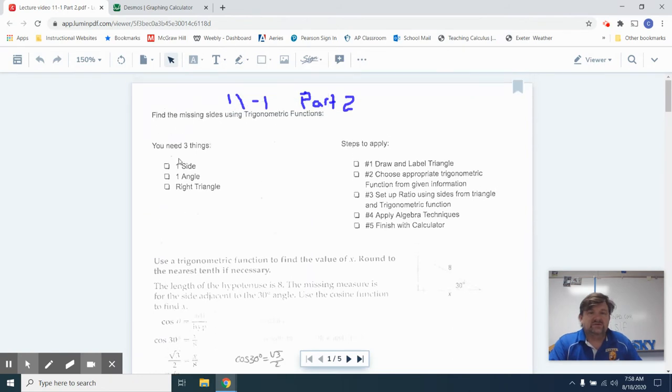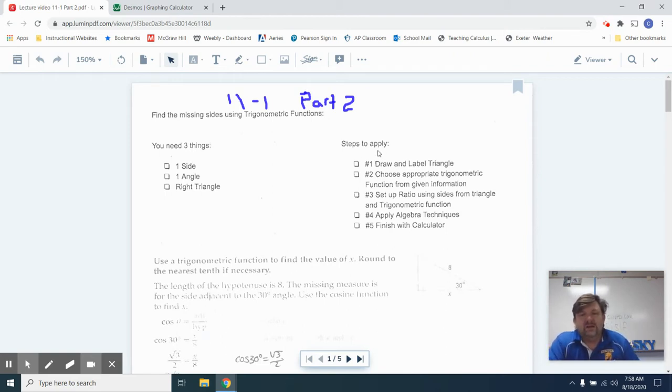All right. So today we're talking about missing sides of trigonometric functions. So you're going to need three things. You're going to need one side, an angle, and a right triangle. And so that'll give us the information that we need. You need at least one of those things to make it work for the three things that you need.